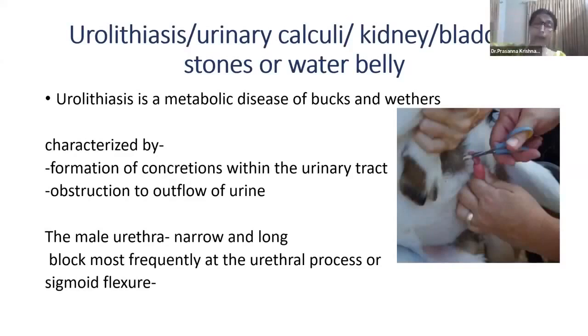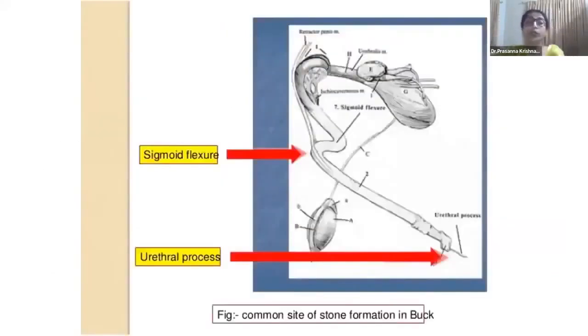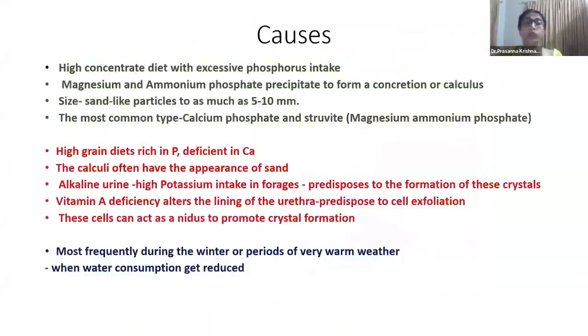You can see it is narrow and long, and you can see the blocks at specific locations like the urethral process or the sigmoid flexure. So this is to show you that at the sigmoid flexure, the stones will cause obstruction, as well as at the urethral process. And if it is in the urethral process, I think it is very easy to remove also.